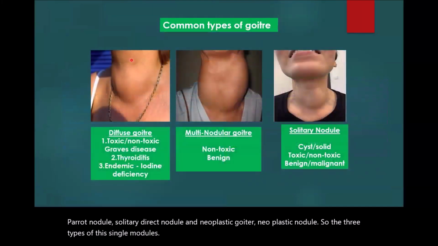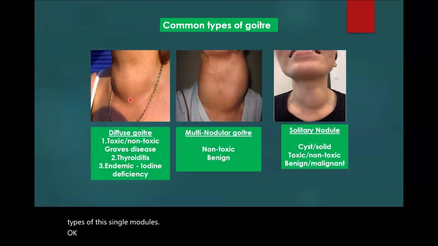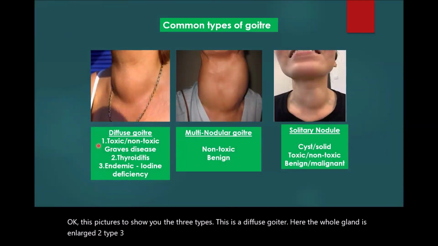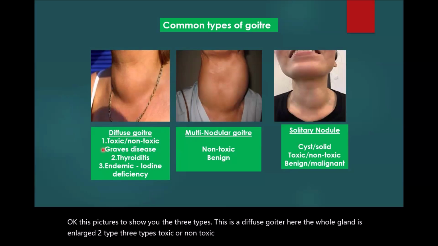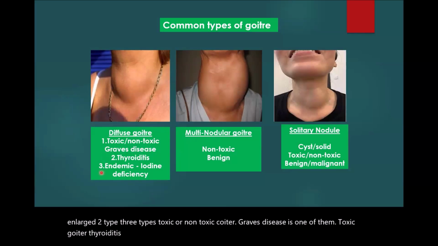Okay. These are pictures to show you the 3 types. This is a diffuse goiter here. The whole gland is enlarged. 3 types: toxic or non-toxic goiter. Graves' disease is one of them, a toxic goiter. Thyroiditis, Hashimoto's thyroiditis, and also endemic goiter, iodine deficiency, which is usually a non-toxic type of multinodular goiter.